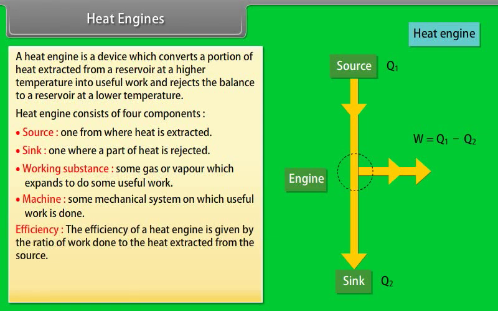Efficiency: the efficiency of a heat engine is given by the ratio of work done to the heat extracted from the source. Efficiency is equal to 1 minus Q2 by Q1.